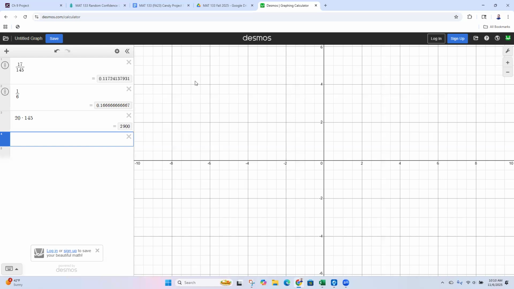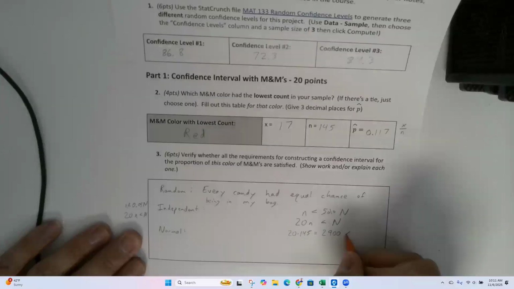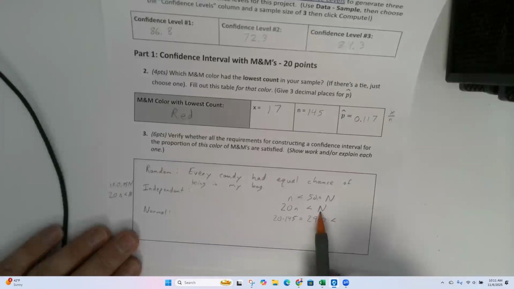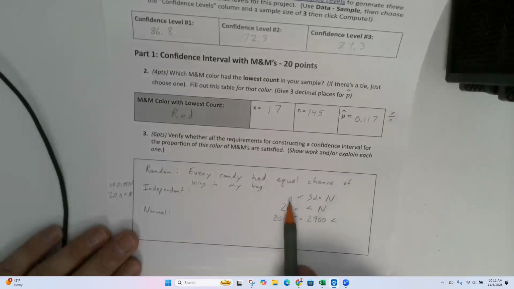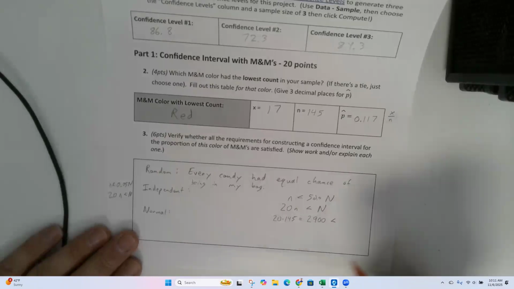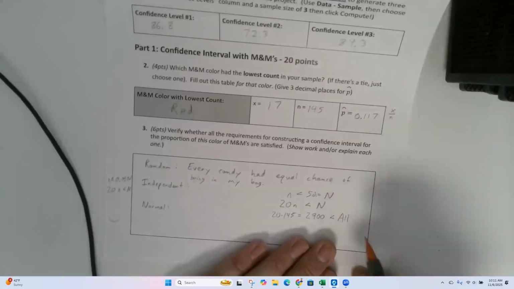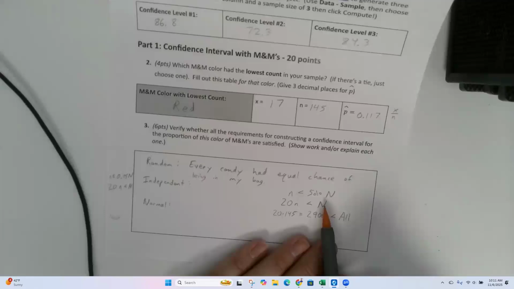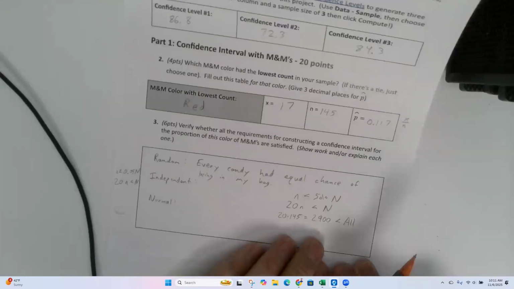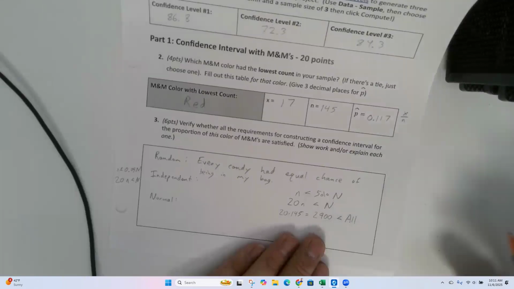That is 2,900. Is that less than capital N? So in this case, what is capital N? Lowercase n is my sample size. So what's capital N? It's the population size. In this case, what is the population? It's all what?